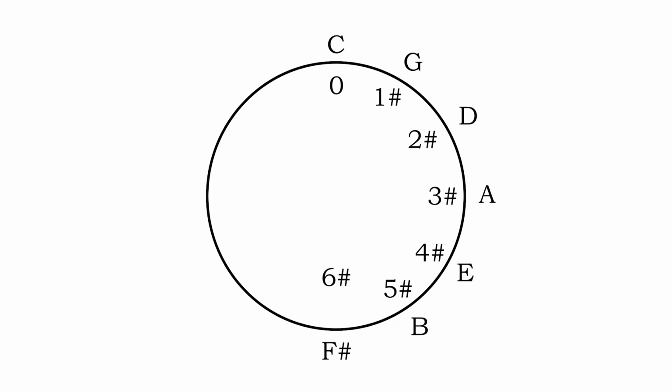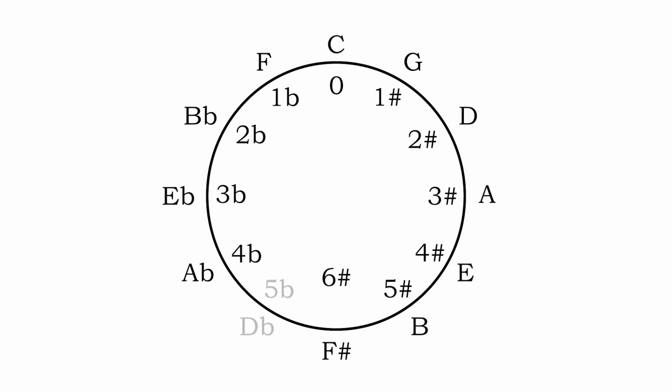On the other side of the circle, we go down a fifth for flats. So down a fifth from C is F. F major will have 1 flat. Down a fifth will be B flat, which has 2 flats. E flat will have 3 flats. A flat will have 4 flats. D flat will have 5 flats. And G flat will have 6 flats.